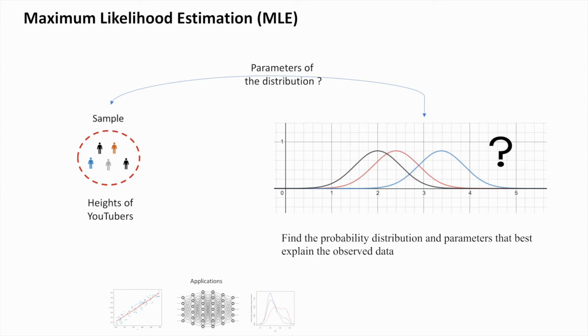Hello everyone, in this video I'm going to explain the concept of maximum likelihood estimation and how it's calculated. The method of maximum likelihood estimation provides a framework for predictive modeling in machine learning, where finding model parameters can be framed as an optimization problem. Maximum likelihood estimation involves maximizing the likelihood of a function in order to find the probability distribution and parameters that best explain the observed data.